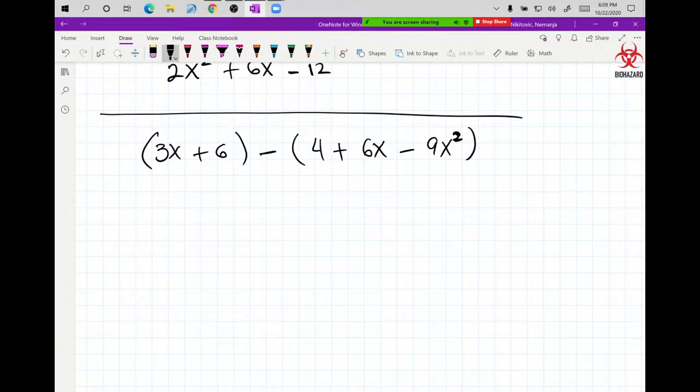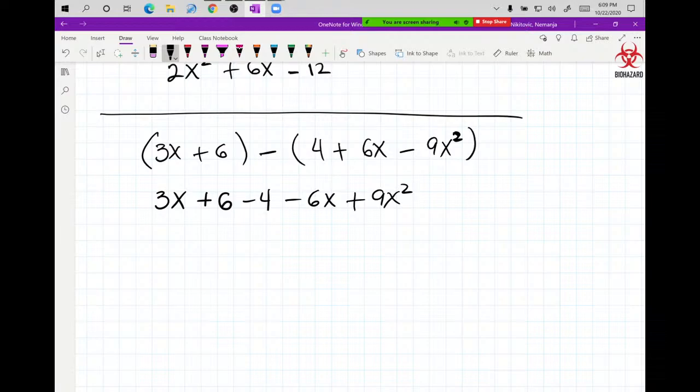Okay, so what should I write to distribute a sign? 3x plus 6 and then what? Negative 4, okay, minus 6x, okay, plus 9x to the second. Excellent. Perfect. As my MATLAB would say, fantastic.